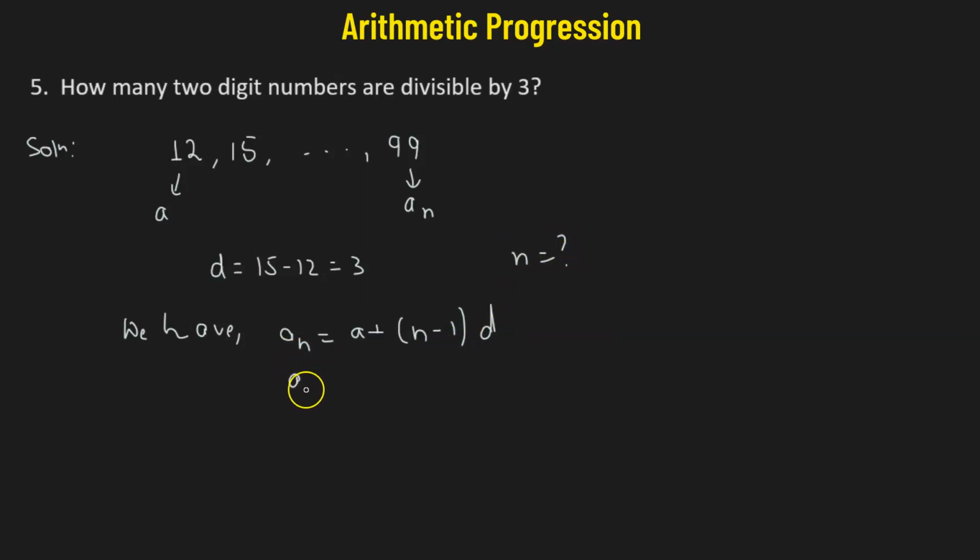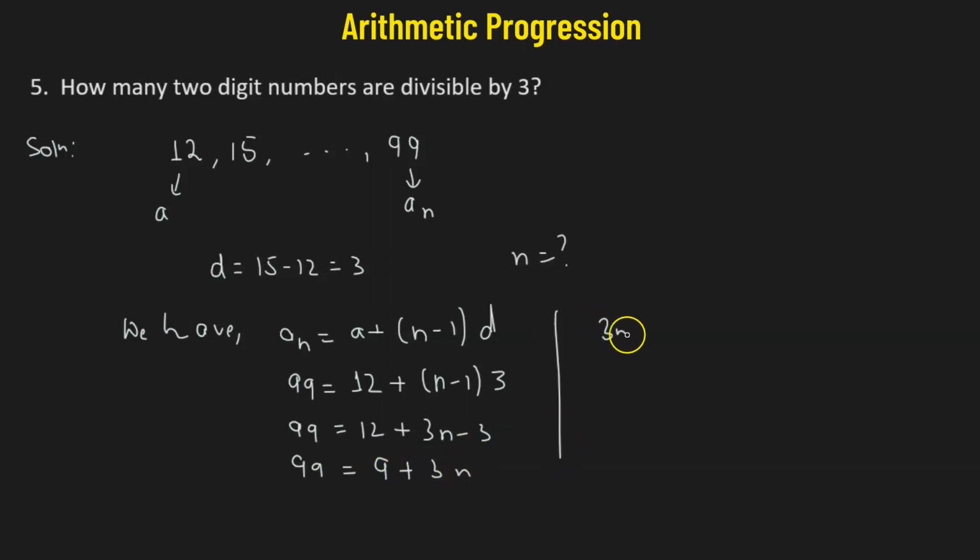So our last term, an, that's 99, equals a, which is the first term, that's 12, plus n minus 1 times the common difference, d. We have 99 equals 12 plus 3n minus 3. We have 99 equals, so 12 minus 3, that's 9, plus 3n. Or simply put, we have 3n equals 99 minus 9, or 3n equals 90. And n will be equal to 90 divided by 3, so that's 30. So that means a total of 30 two-digit numbers are there between 12 and 99, including both of them. And these numbers are divisible by the number 3.